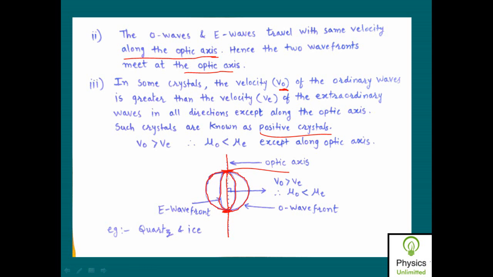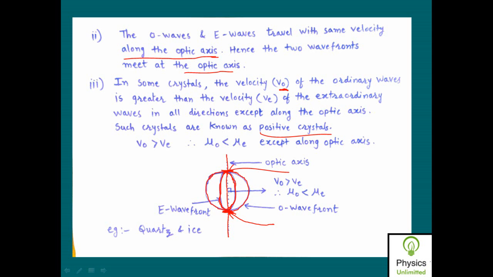The elliptical wavefront and the spherical wavefront touch each other along the direction of the optic axis because the velocity for the extraordinary wave as well as the ordinary wave is the same along the optic axis, because the refractive index for both remains the same along the optic axis, because the physical properties of the crystal remain the same along the direction of the optic axis.